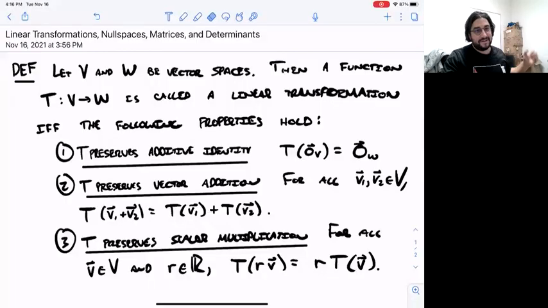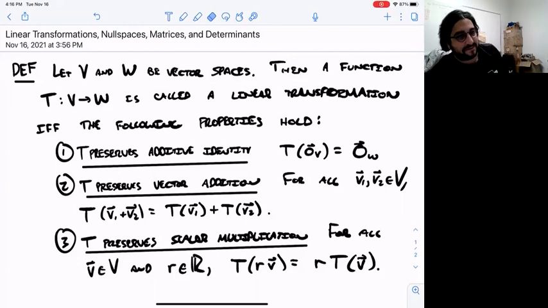Hello. So today I want to talk about linear transformations, which are the functions of linear algebra, and also lots of properties of linear transformations, lots of related definitions, null spaces, matrix multiplication, determinants. These are super fundamental ideas in linear algebra. So first, let's look here at the definition of a linear transformation.